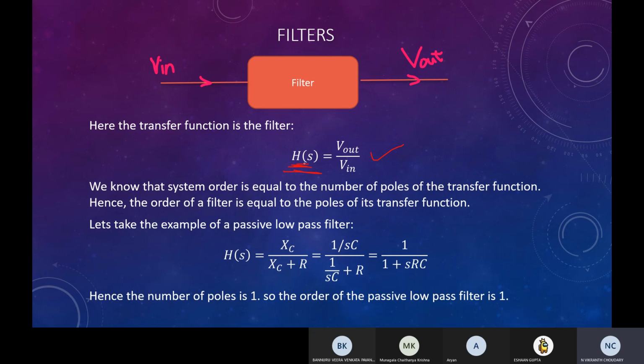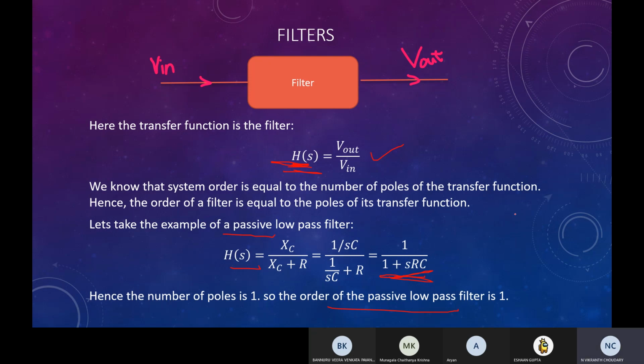And how do we calculate the order of the transfer function? That is equal to the number of poles of the transfer function. Suppose we take a single pole passive low pass filter, which we have seen at the start of the workshop. Here the transfer function, gain V out upon V in, would be XC upon XC plus R. If you substitute XC as 1 by SC, this whole transfer function is equal to 1 upon 1 plus SRC. So here there is only one pole, so the order of this transfer function is 1, and the order of the filter would be 1. We call it a single pole filter because there is only one pole.